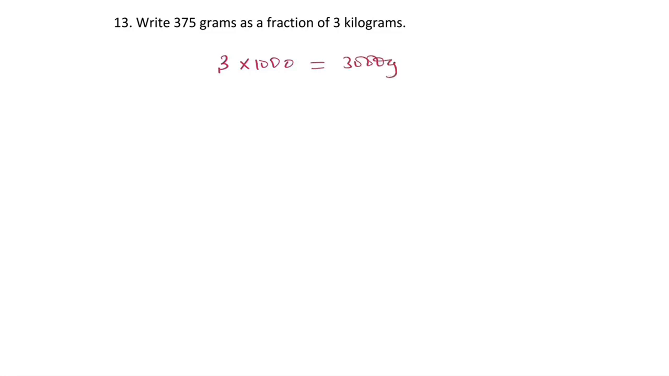Now to write this as a fraction, we take 375 over 3,000. Next, we divide both the numerator and the denominator by 375, and after solving, we have 1/8. And this is the required fraction.